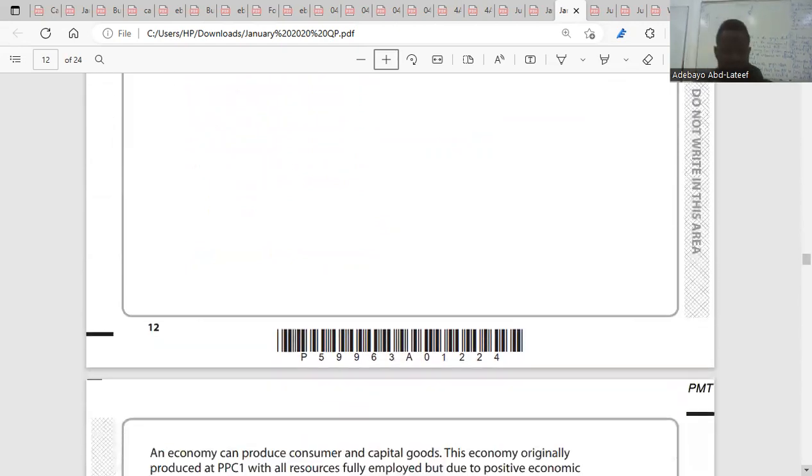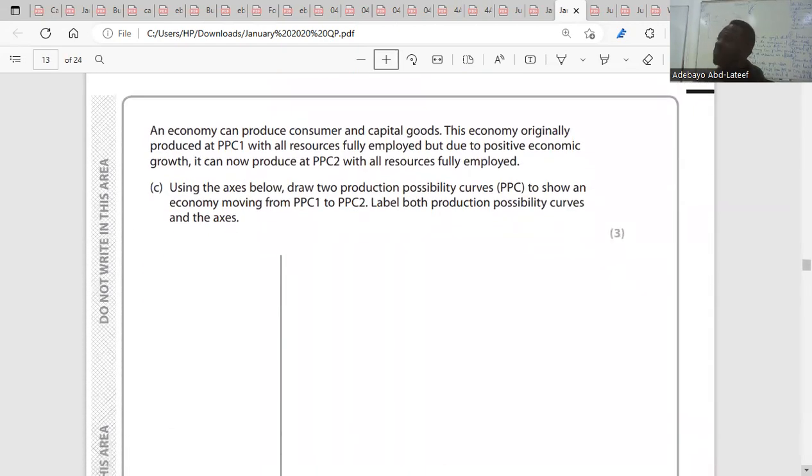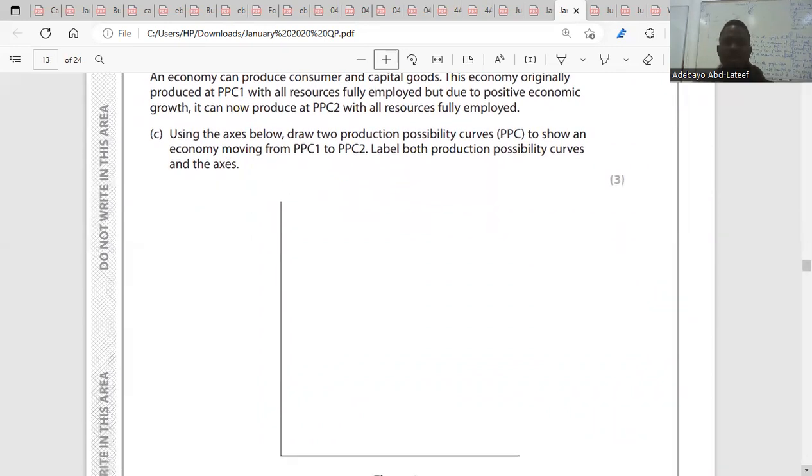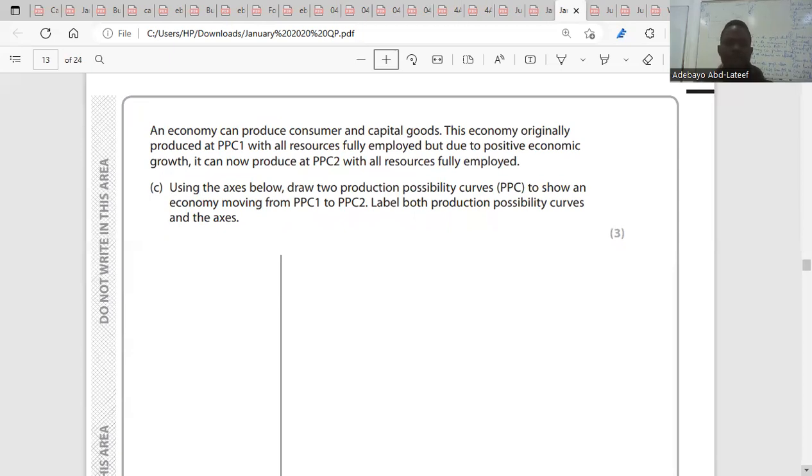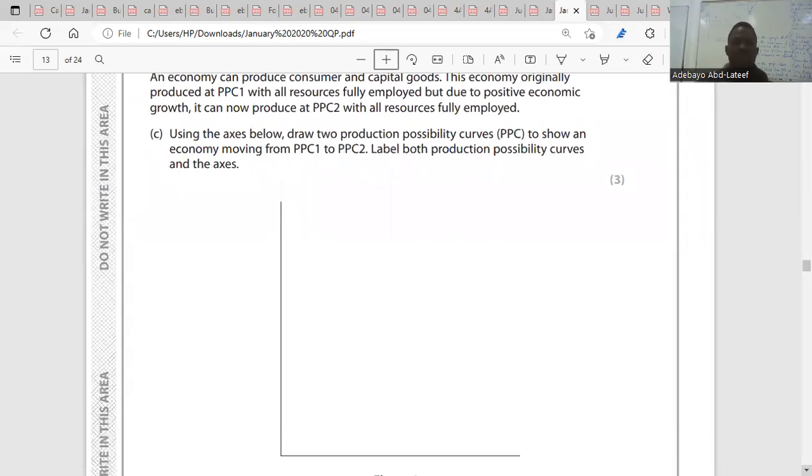We go on. Please read for me. The next one: an economy. This economy originally produced at PPC 1 without resources fully employed. Due to positive economic growth, it can now produce at a higher level, fully employed. Using the axis below, draw two PPCs to show an economy moving from PPC 1 to PPC 2. Label both PPCs and the axis.